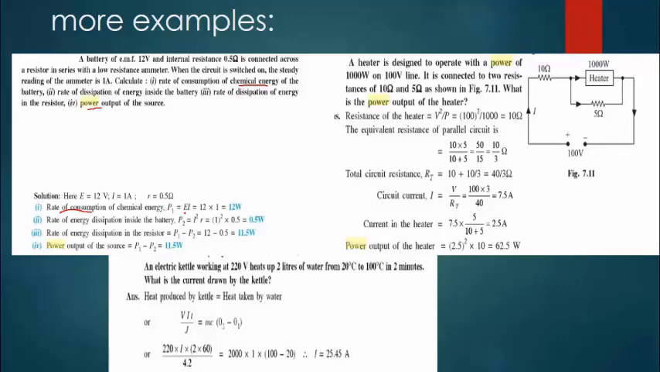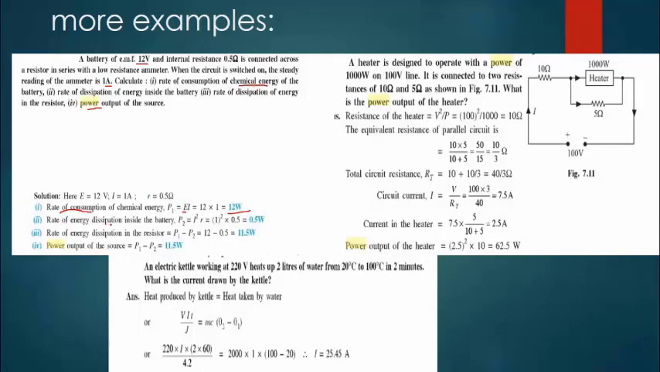When we're dealing with cells, the power that the cell can deliver, here the power of the chemical energy that the battery is producing, we use the formula V times I, where V becomes the EMF of the battery. In our question we are given the EMF is 12 and the current is 1 ampere. So simply the power, the chemical energy produced by the battery, is 12 times 1, which is 12 watts. Watts, because it is power, and we were asked the rate of consumption of energy, which is power.